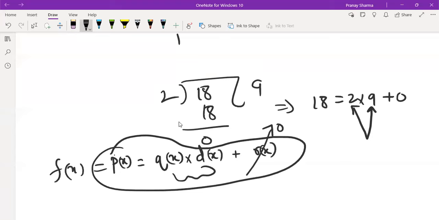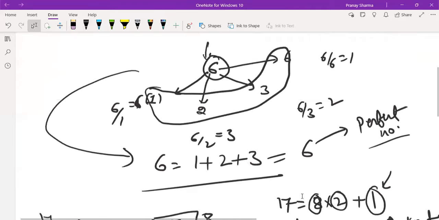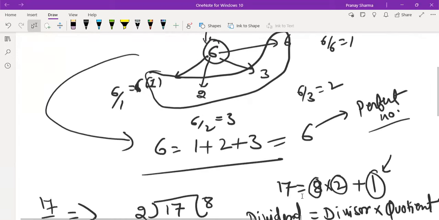Or sometimes you can call it with any other letter of your choice. Fine, people. So we'll try to elaborate more on this now. Let us consider the very first question. We need to factorize it, right? That means according to the factor theorem, it is when the remainder is 0, right?